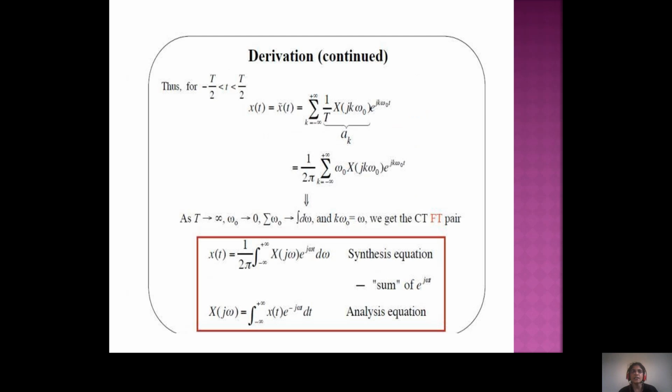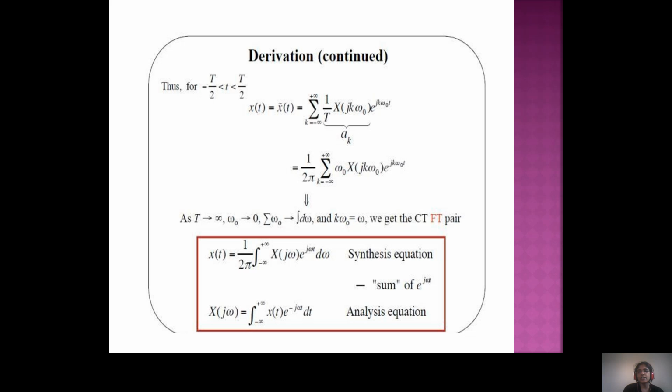So then what is the equation we get? x of t is equal to the summation over k from minus infinity to infinity of 1 by T times X of j k omega naught, which is nothing but ak, times e power j k omega naught t. That is equal to 1 by 2 pi, where omega naught is equal to 2 pi by T, summation of k from minus infinity to infinity of omega naught X of j k omega naught e power j k omega naught t. So as T goes to infinity, omega naught goes to 0, the summation becomes the integral of d omega, and k omega naught becomes omega.